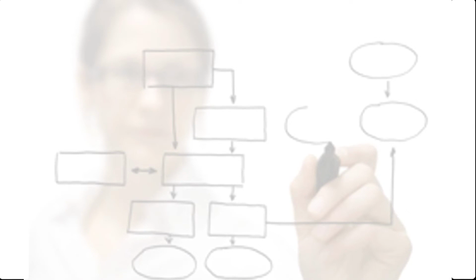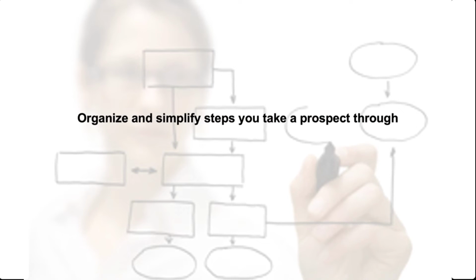And what we're basically talking about here at the most basic level is that we want to take the sales process and organize it a little bit more and simplify the steps that you're trying to take a prospect through. The sales process that we're going to give you is actually only 3 steps, and I'll show you what those are here in a minute.